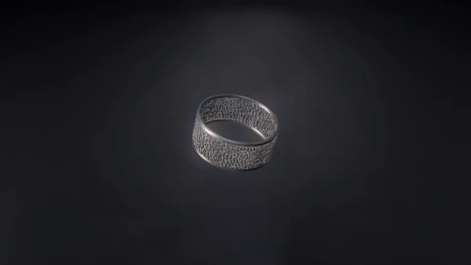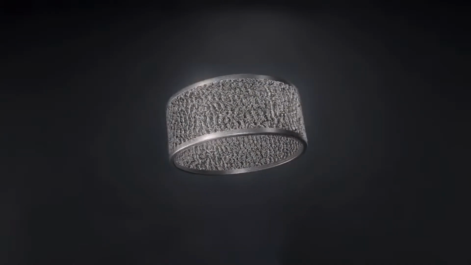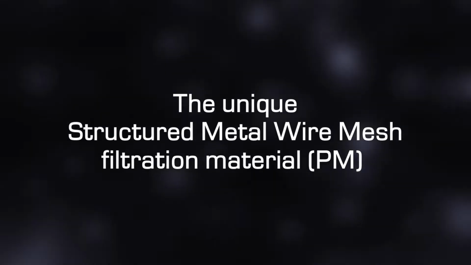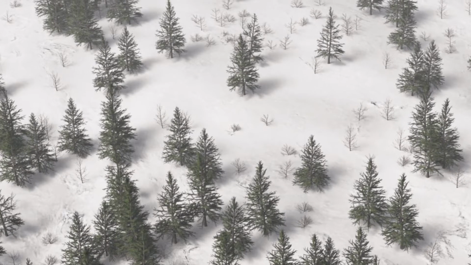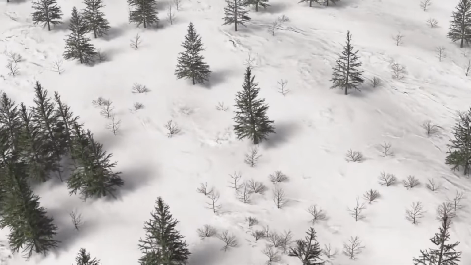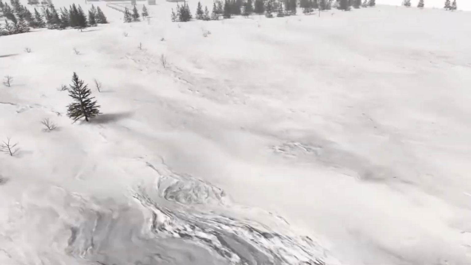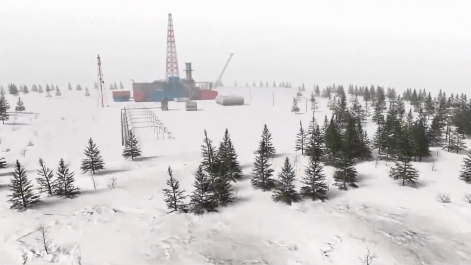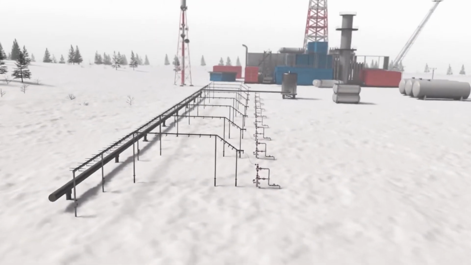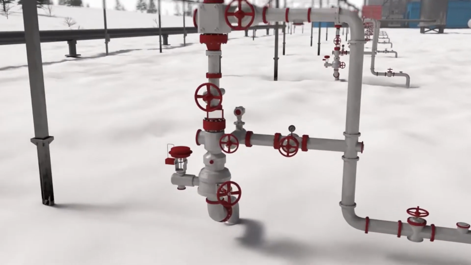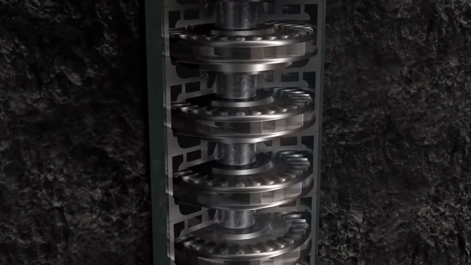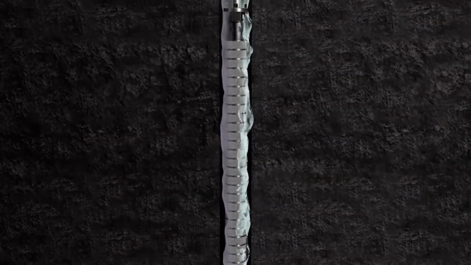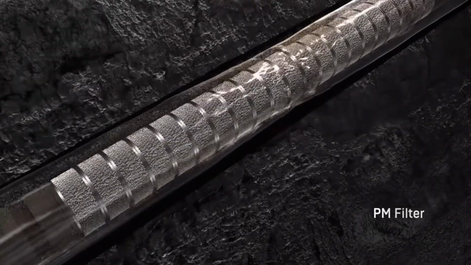The unique structured metal wire mesh filtration material, which is also known as PM, is manufactured by cold plastic deformation. The manufacturing process creates a flexible filtration material, porous in all directions, with superior mechanical, physical, and hydrodynamic properties. The PM filters are utilized in liquid and gas applications and successfully integrated in downhole pumps for pump protection. The material structure can also be adjusted for dispersion and separation applications as well.